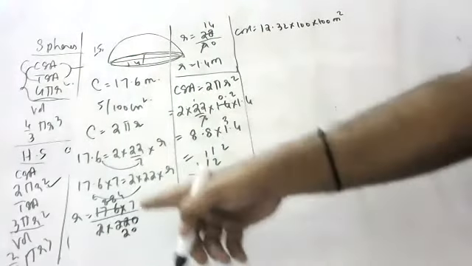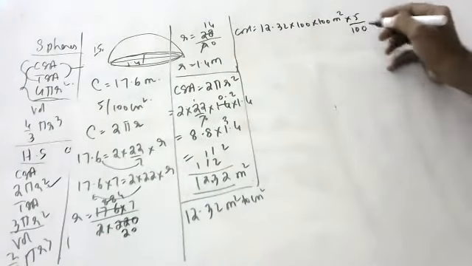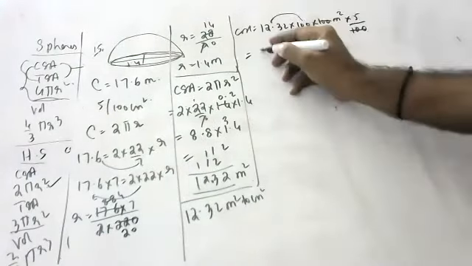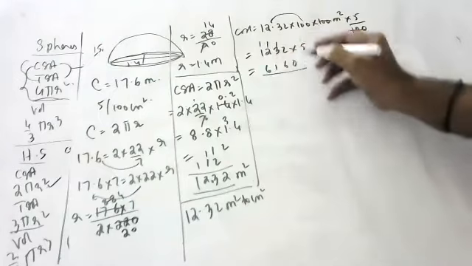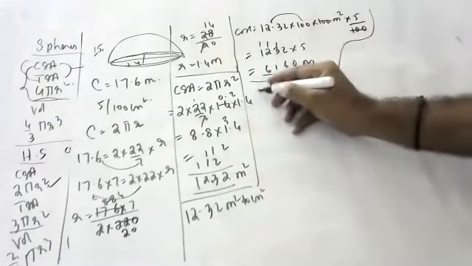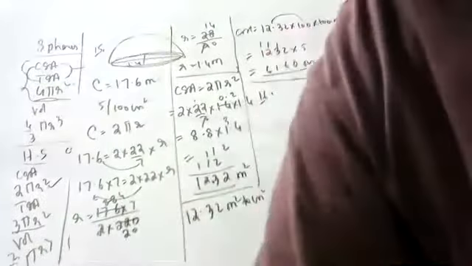Cost is how much? 5 rupees per 100. The 100 cancels. So 12.32 into 100 is 1232, into 5, which is 6160 rupees. That is the cost of polishing. Okay, next sum.